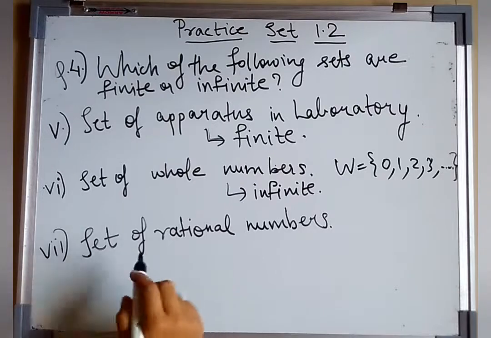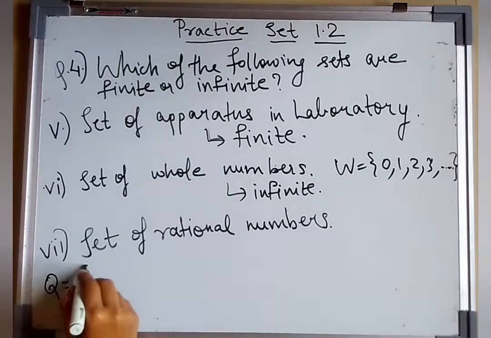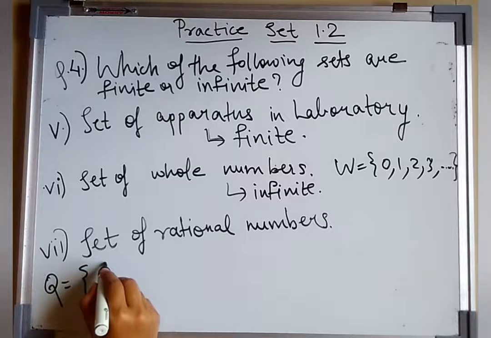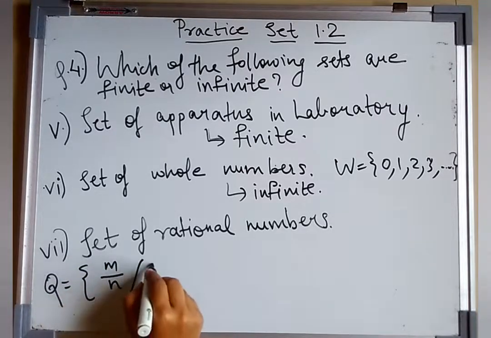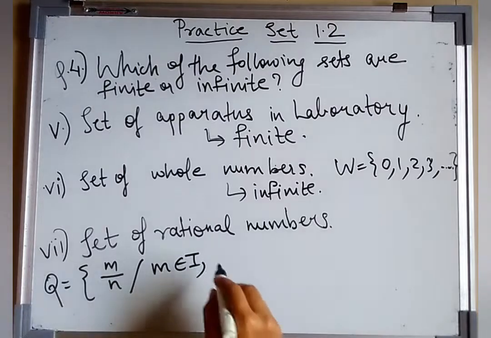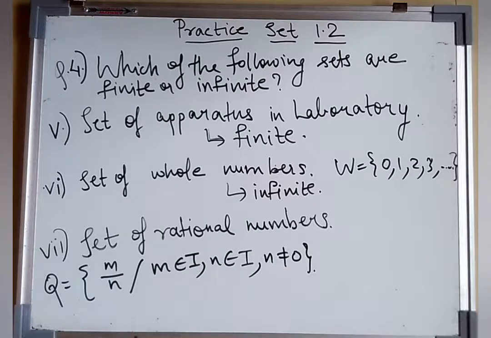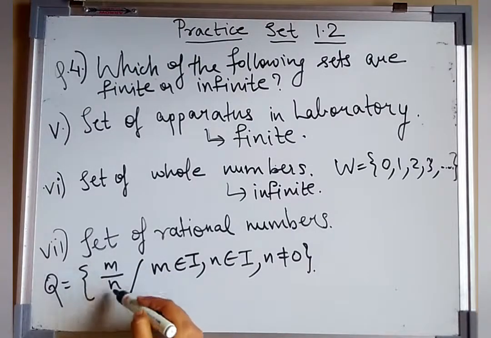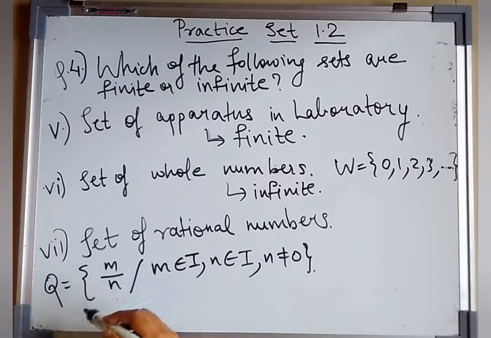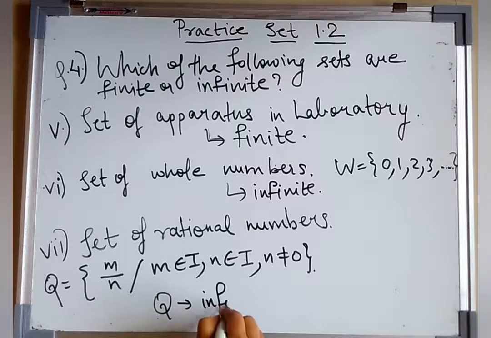Similarly, the set of rational numbers is also infinite, because the set of rational numbers will look like m upon n, given m belongs to I, n belongs to I and n is not equal to 0. This m upon n form is the rational number form, where m is an integer and n is a non-zero integer. The set of integers itself is infinite, and using that we are forming rational numbers. So again this set will be infinite. There will be an unlimited number of elements in it. So it is an infinite set.